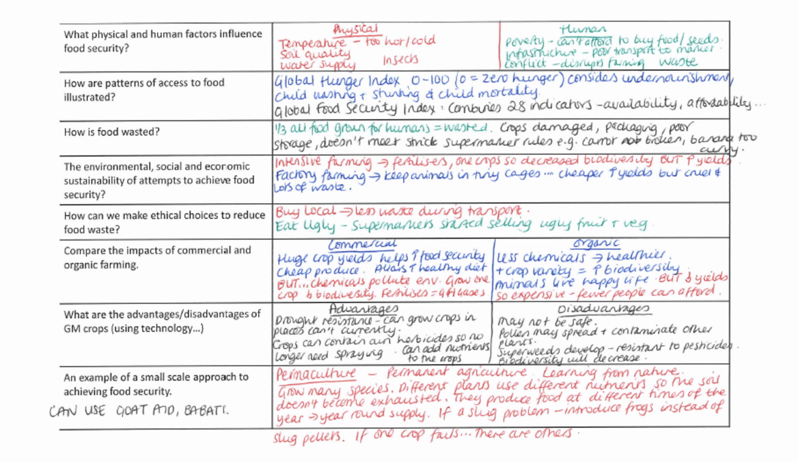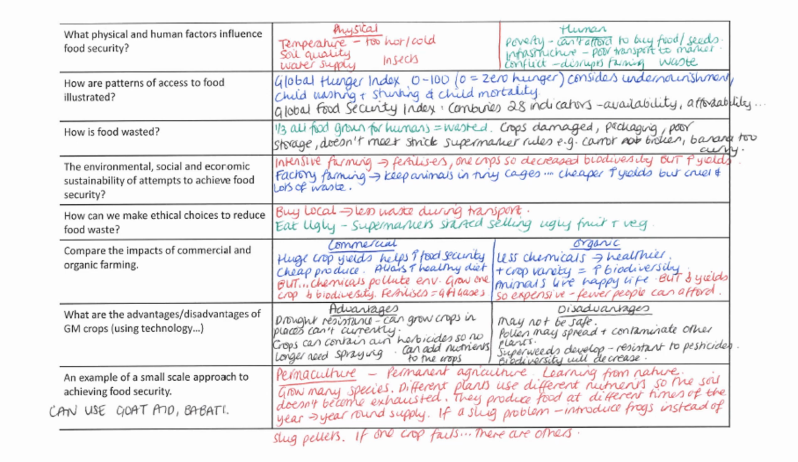But the chemicals that you use along the way will pollute the environment and cause eutrophication. The fertilizers release greenhouse gases. Organic farming, you don't use chemicals. It's much better for the environment, much better in terms of biodiversity, and the animals are much happier. But you decrease your yields, and it's very expensive, and fewer people can therefore afford the fruit and vegetables. So there are pros and cons of both.